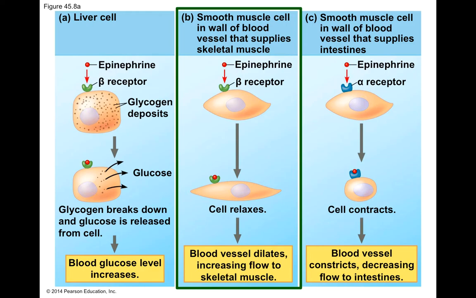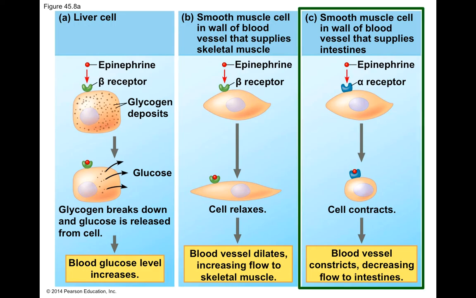While these two cells have the same receptor, they use different transduction pathways to get the appropriate response. In figure C, epinephrine binds to an alpha receptor in a blood vessel that supplies the intestines. Here, instead of relaxing the vessel, it has the opposite effect and constricts the blood vessels, decreasing blood flow to the intestines, so different receptors will give you different responses.